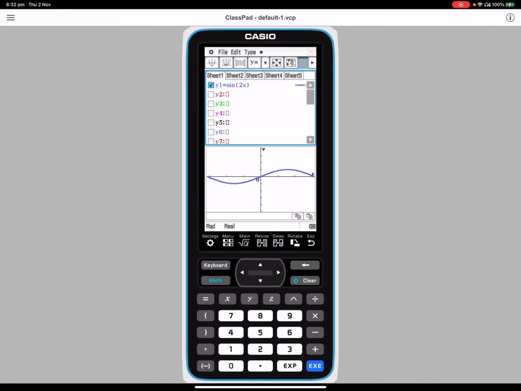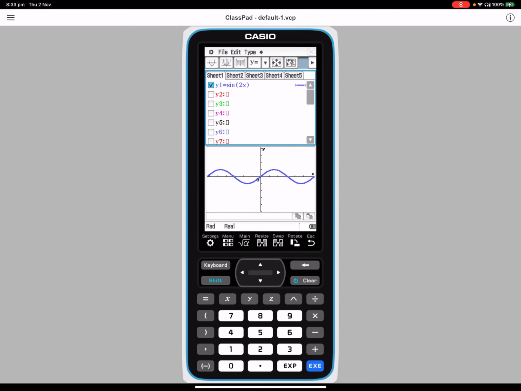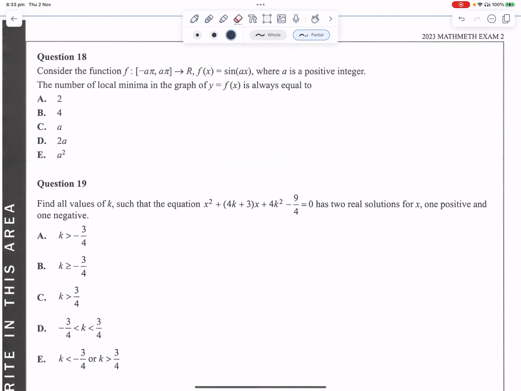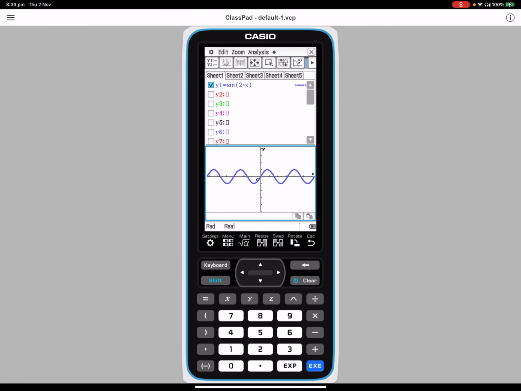If I say 2, and we go between negative 2 pi and 2 pi, we get 1, 2, 3, 4. So when a is 1, we get 1. When a is 2, we get 4. So it could be that or that. That tells us we've got to try 3.